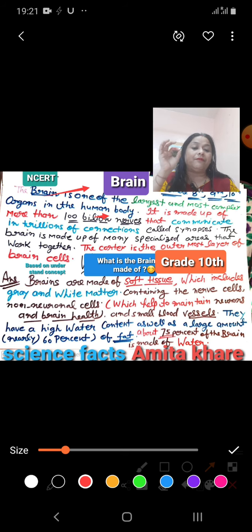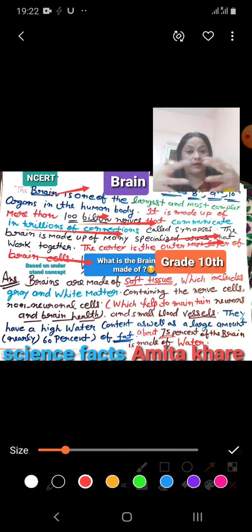So the brain is one of the largest and most complex organs in the human body. It is made up of more than 100 billion nerves that communicate in trillions of connections called synapses. The brain is made up of mainly specialized nerve cells that work together. The cortex is the outer covering of the brain cells.